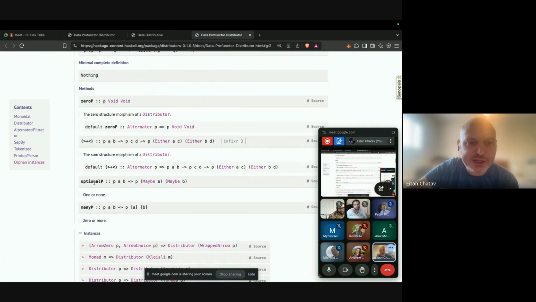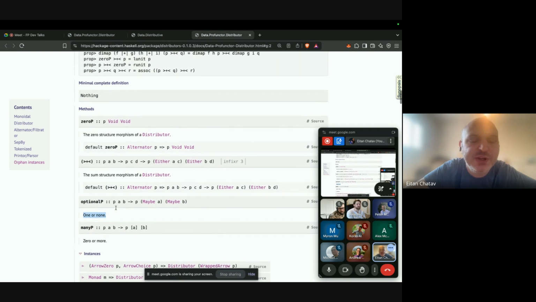So we can define some additional methods which have default definitions. optionalP generalizes the optional function for alternatives and gives us Maybes. And manyP generalizes the many function for alternatives and gives us lists. Optional is sequencing 1 or 0 of P's, and many is sequencing 0 or more of P's. Okay?